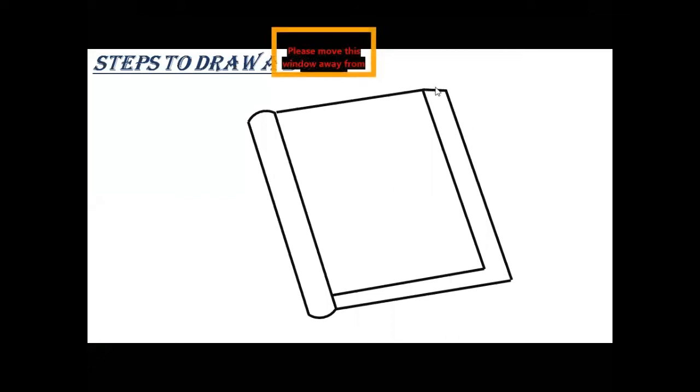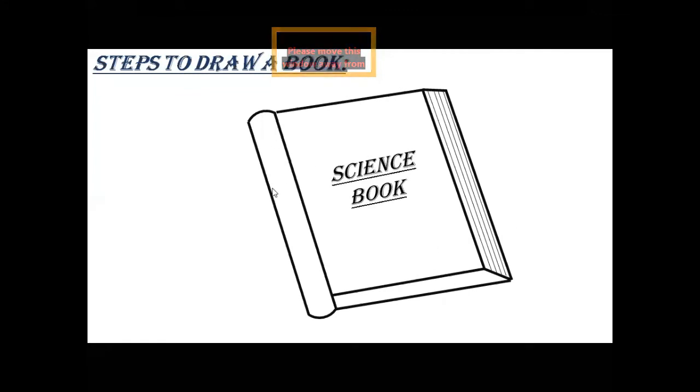Okay, the book is now completed. To draw some pages inside it, you will draw some lines on it like that. So the book is of science. This one is the accessory actually.